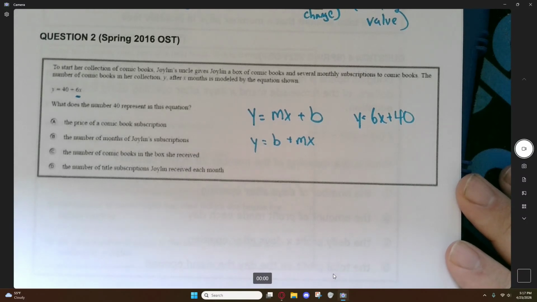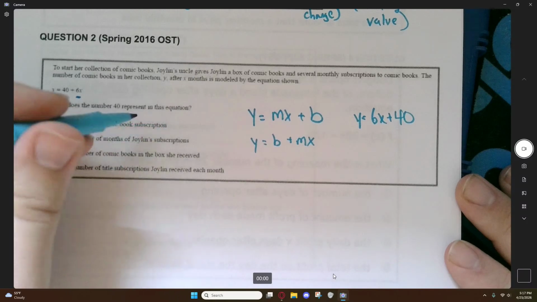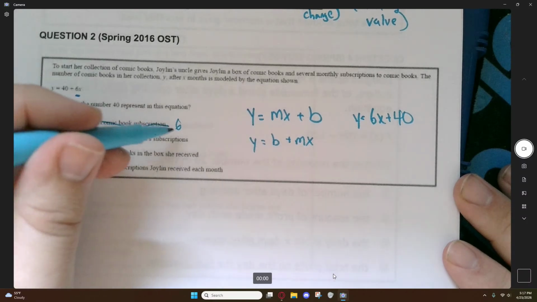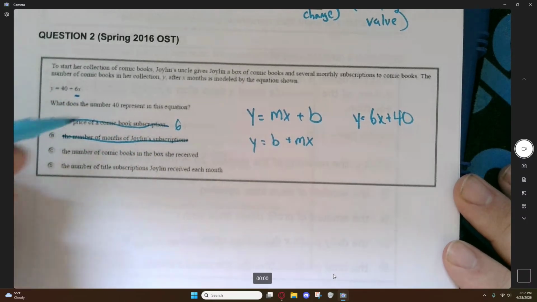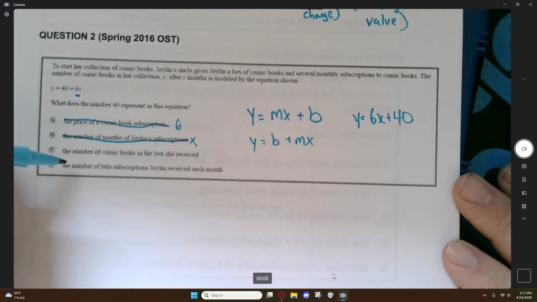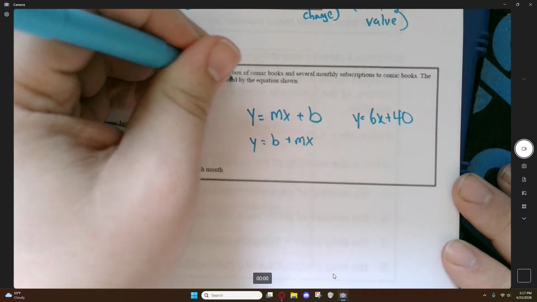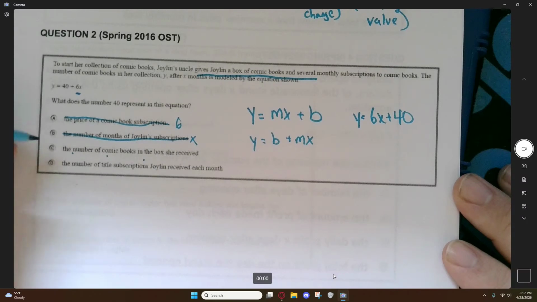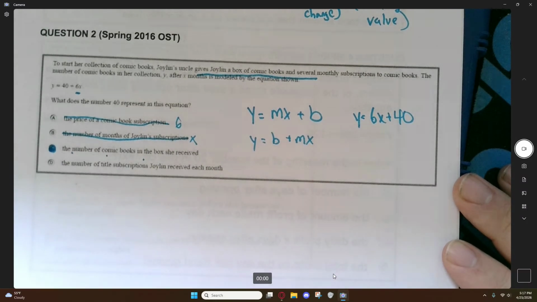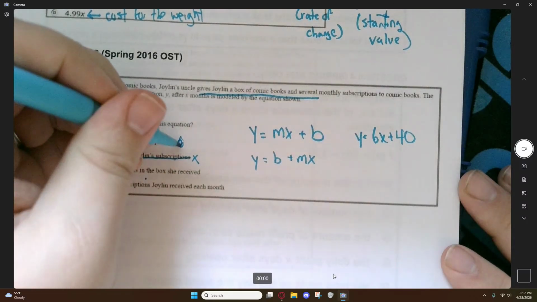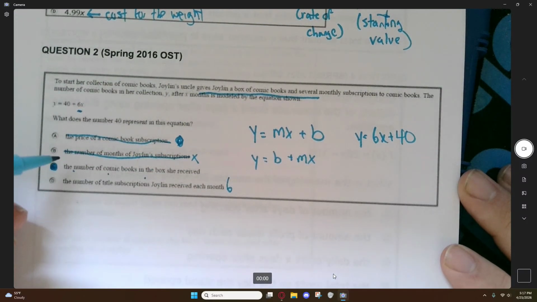So, does this represent the price of a comic book subscription? No, that would actually be the 6. The number of months of Joyland subscriptions? No, that would be represented by x. The number of comic books in the box she received. She received the initial comic books. That would be your answer. Actually, I'm sorry, the price of a comic book subscription would be the 6. It's not even listed here.